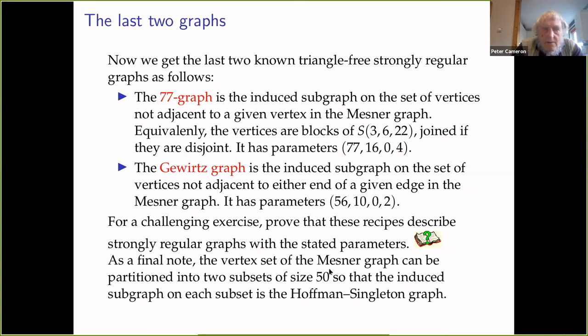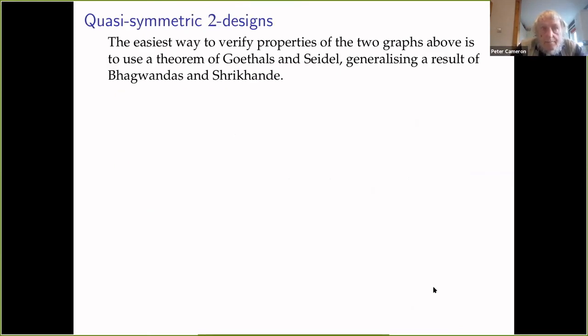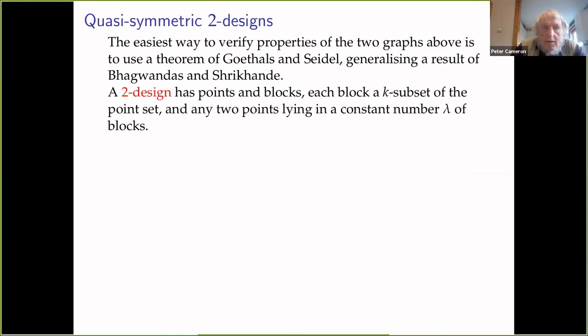Before I do, you can take the Mesner graph, or Higman-Sims graph if you prefer, and partition the vertices into two subsets of size 50, such that the induced graph on each subset is the Hoffman-Singleton graph. This is not the sort of partition problem we were describing before, but still it's an interesting observation. Anyway, how to prove that these graphs are strongly regular? Well, use a little bit of design theory.